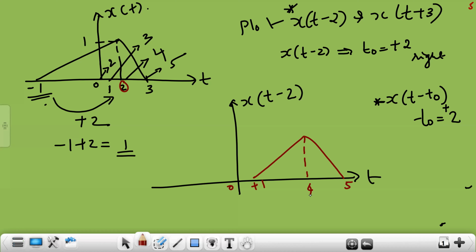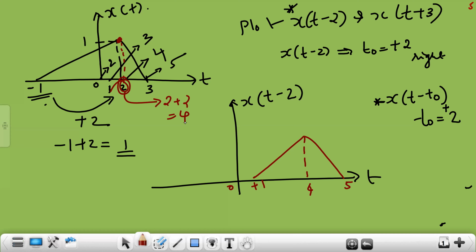Is this clear for you? So how, sir? 4? See, the peak of this triangular waveform, where does the peak of the given signal lie? It is at 2. You are shifting right 2 times. So 2 plus 2 is 4. Each and every x-axis parameter you need to add 2, because you are shifting the given waveform to the right side by 2.